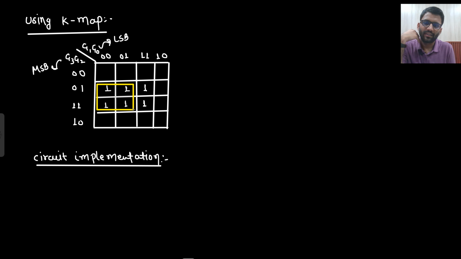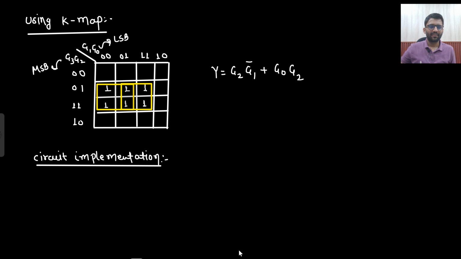So here I can see a quad and this is also a quad. So 2 quads I can see. And if we check in this one, how will we write Y? What do we see here? In the first quad, G2 is the same and here G1 bar is the same. Plus in the second quad, what is same? G0 is same and G2 is same, right? So this is our final output.